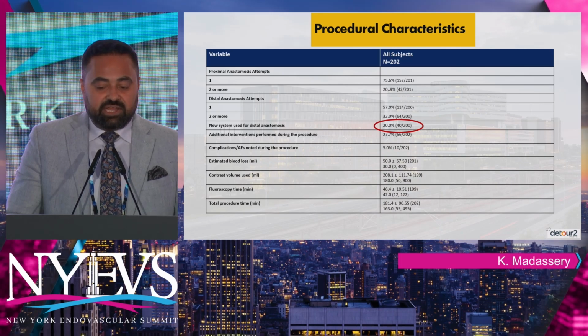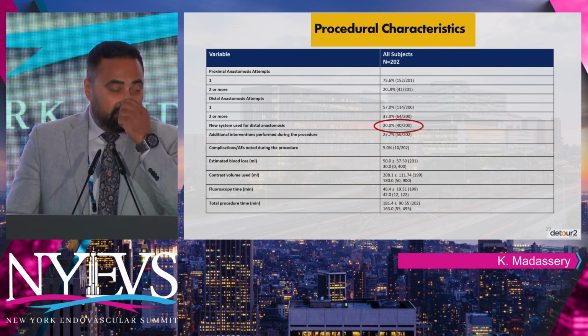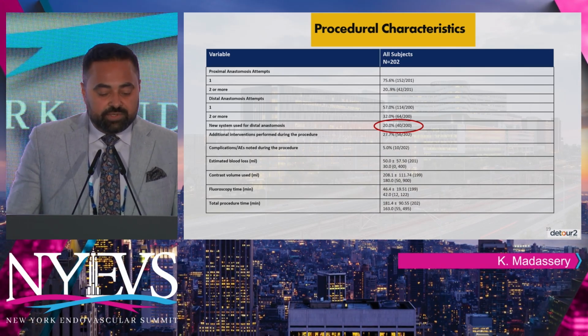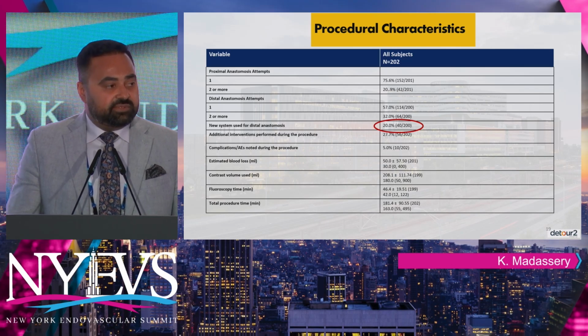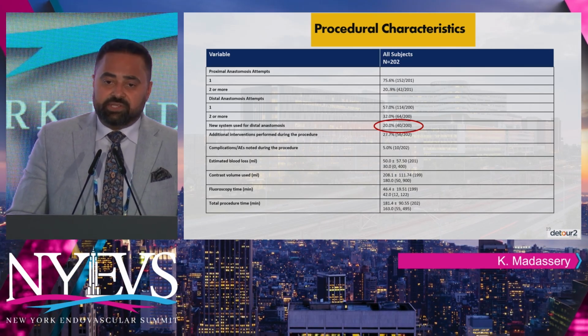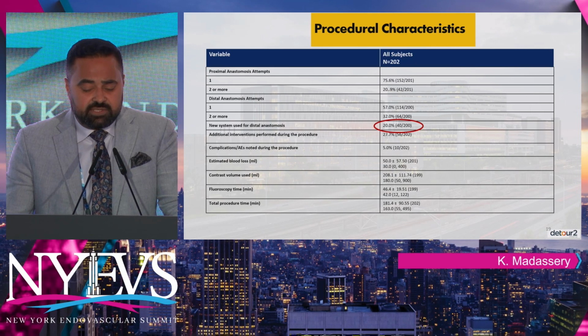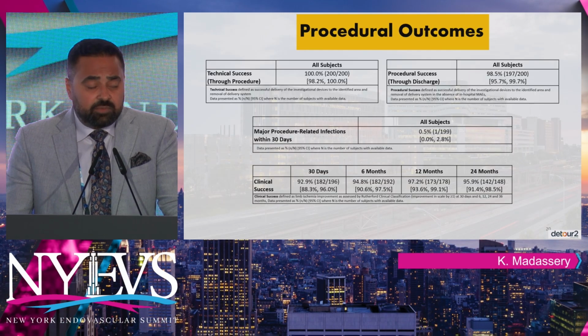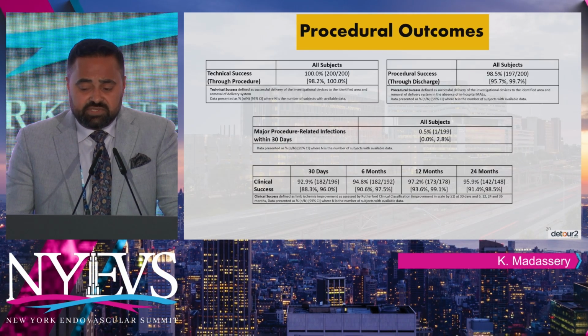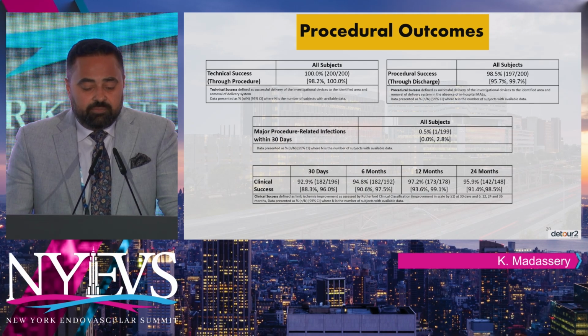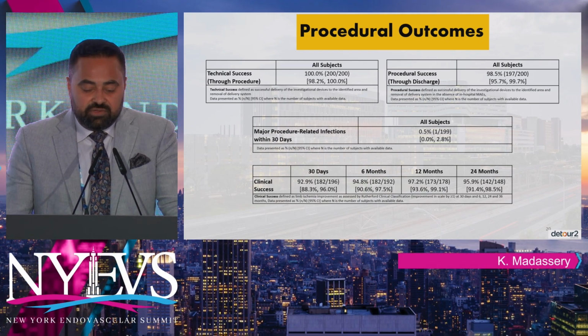You can see, interestingly, in the characteristics of the procedure, would be interested to hear more about a newer system used to create the distal anastomosis in about 20% of patients. So just curious to know how that works out, especially when you think about from a cost nature how that works. Outcomes-wise, 100% technical success, procedurally 99%. Major related infections within 30 days, 0.5.